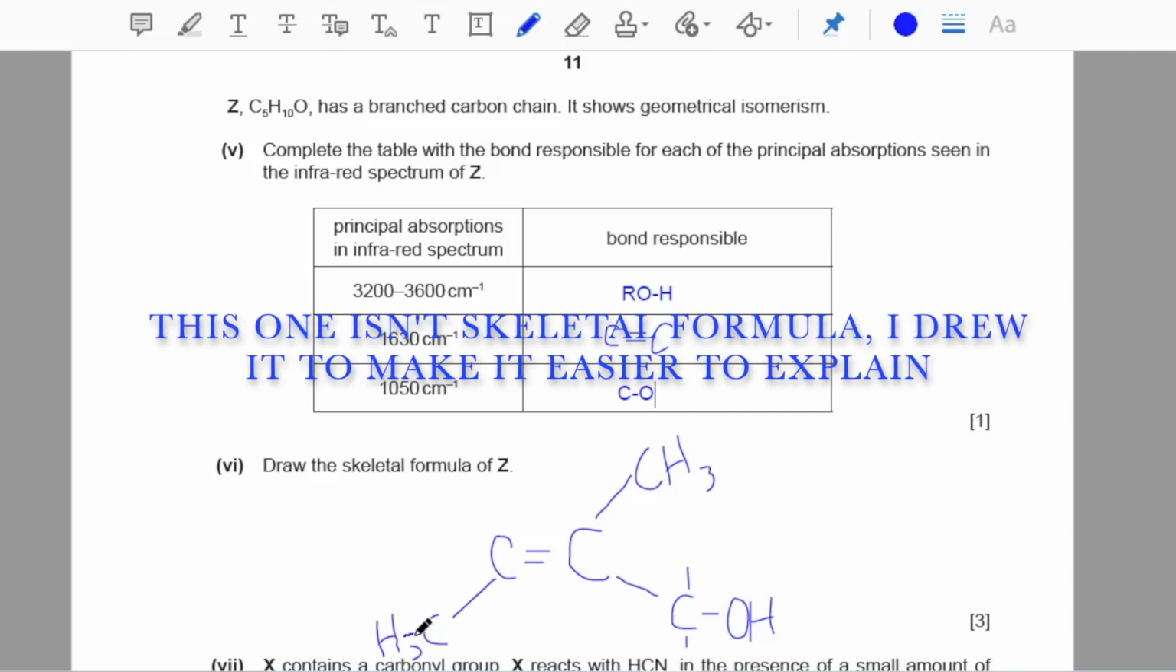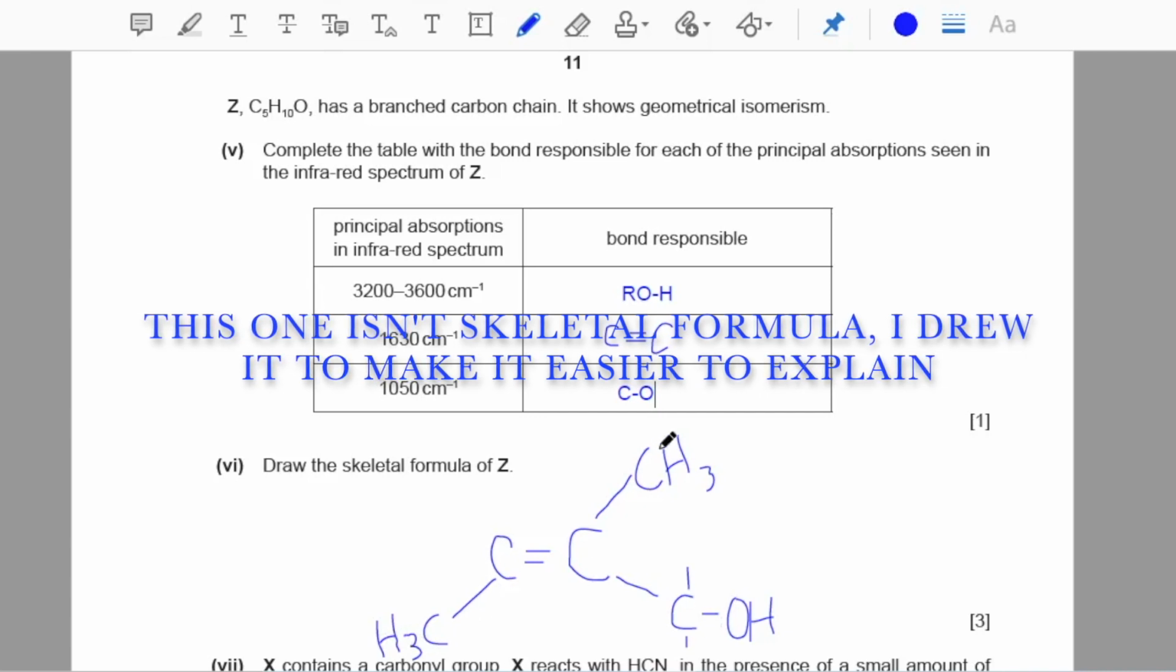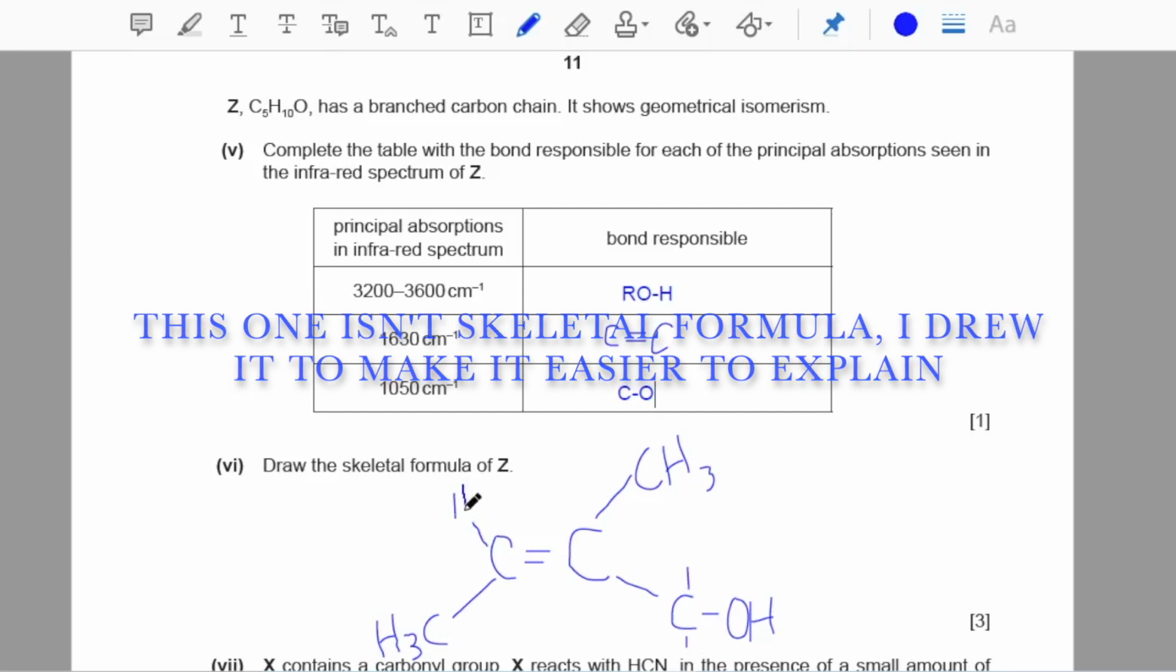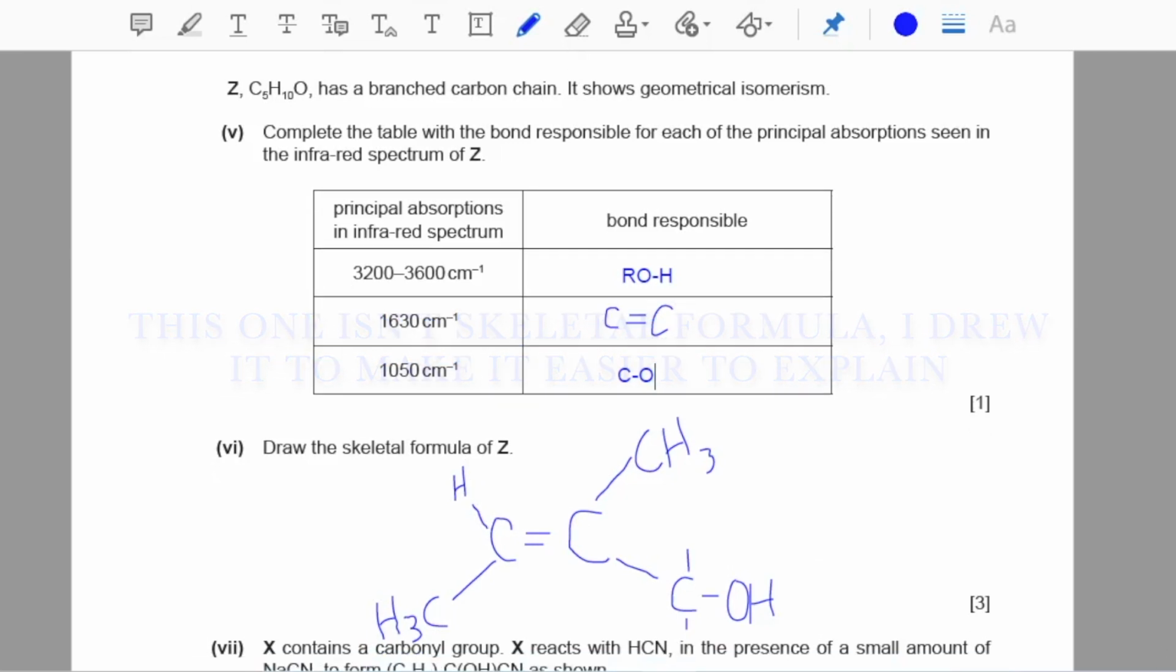And now I'm left with 1 hydrogen atom because 1, 2, 3, 4, 5 carbon atoms are here, and 6, 7, 8, 9 hydrogens. So I'll put the 10th hydrogen over here, and we are given only 1 oxygen. So this is the structure of Z.